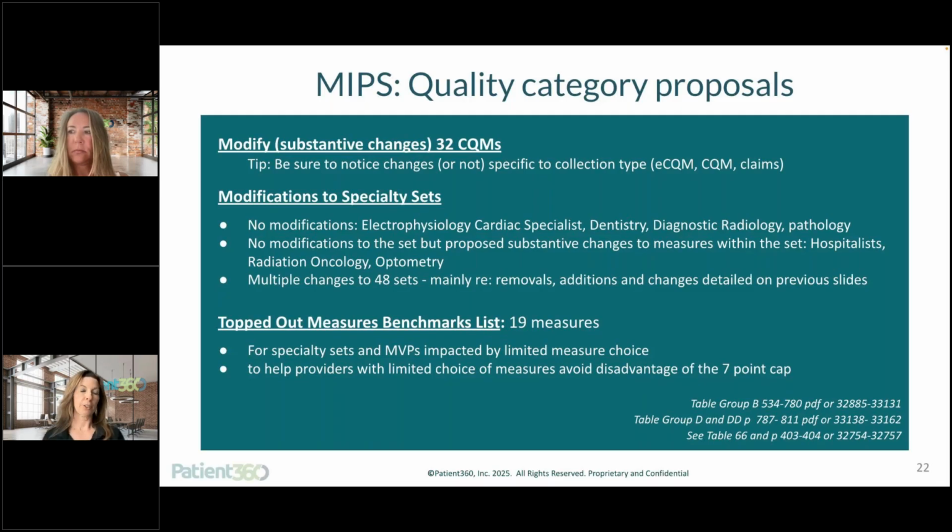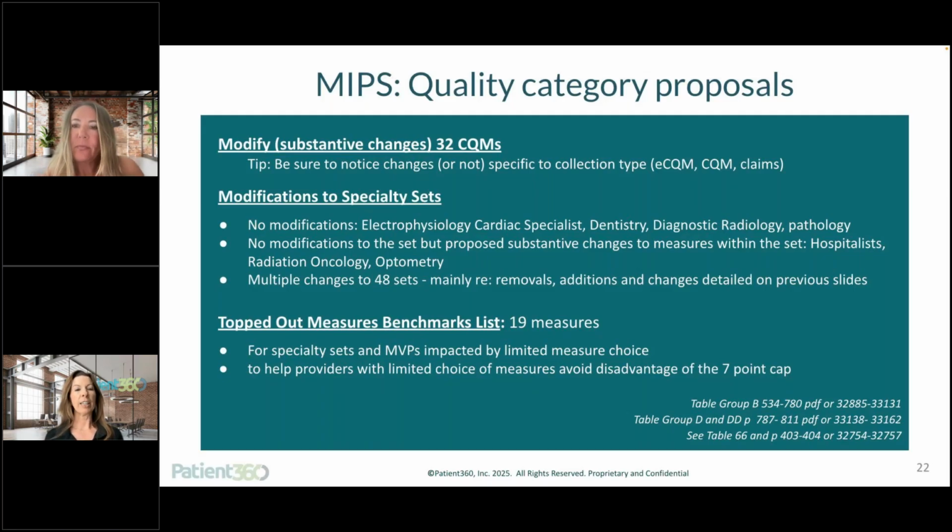The particularly interesting thing that I wanted to spend a minute on was the topped-out measures benchmarks list. This is a relatively new thing that is a good thing for small practices and specialists, particularly, that are impacted by limited measure choice. So knowing that CMS always tries to work out topped out measures when they become topped out enough that they're no longer showing a gap in care, no longer driving improvements in care, the point is to remove it in favor of other measures to drive other areas.